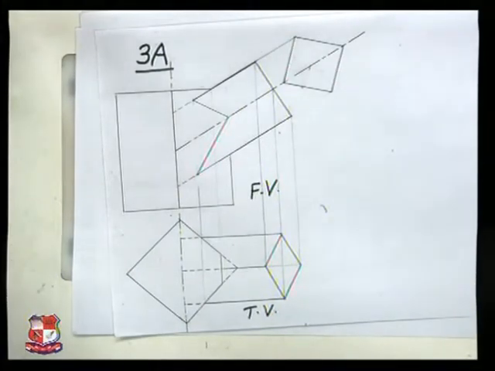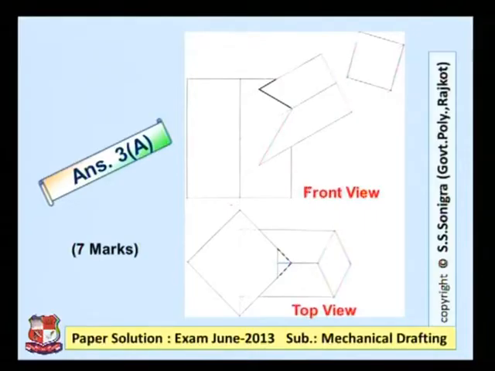This can be drawn like this also, as shown in the screen. Front view and top view. Dotted line, full line, the concept should be clear to you. How to draw the full line and dotted line of the problem, you should know like this. Now next problem. This is answer of question number 3a.